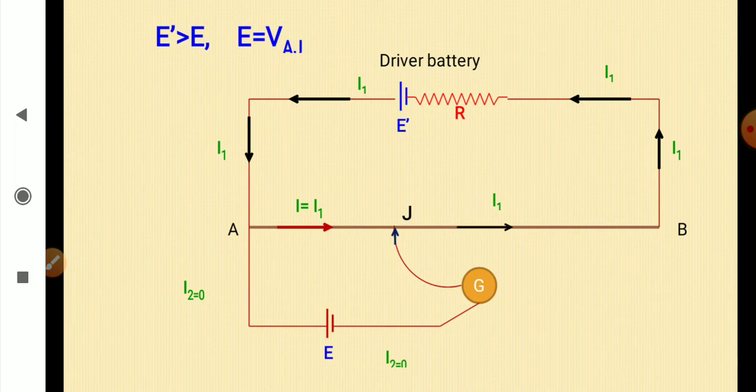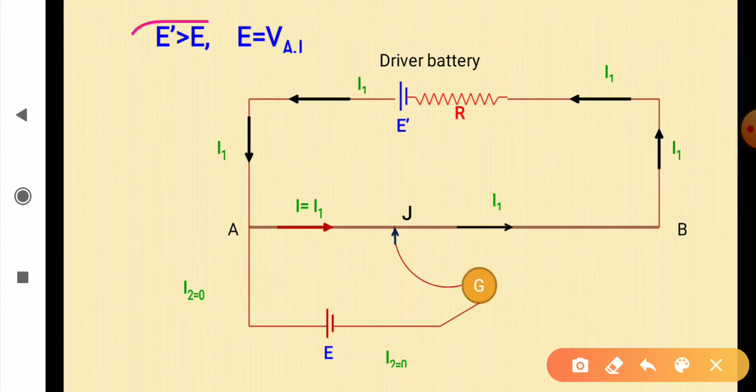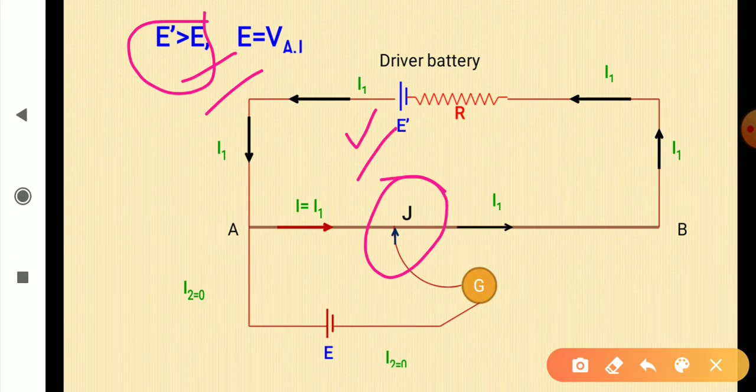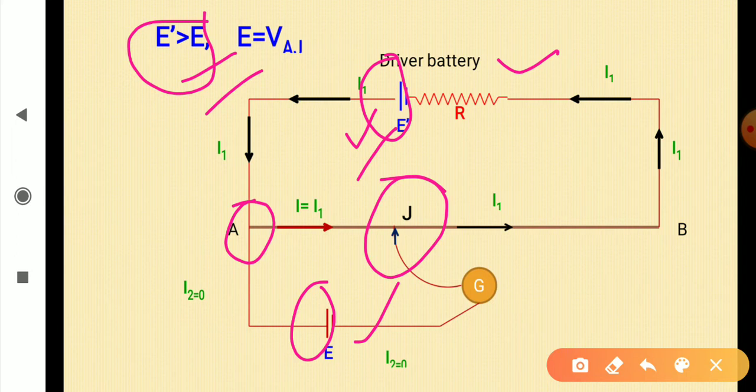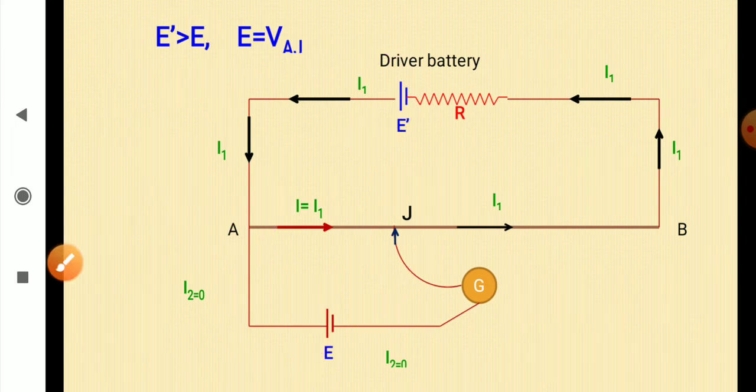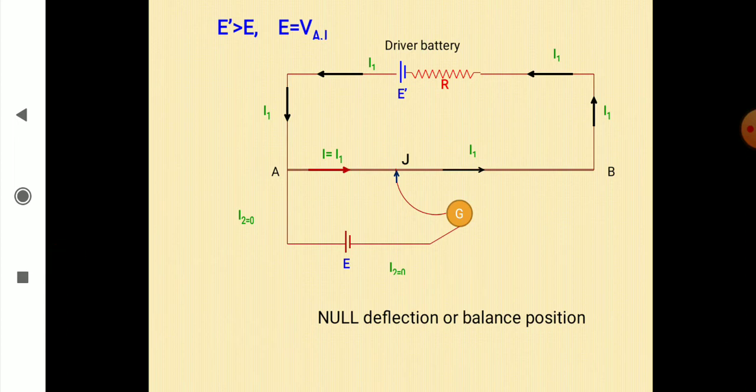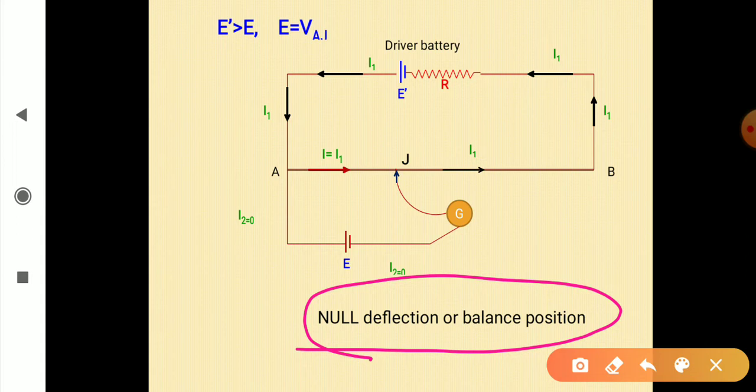See, this situation is called null deflection situation. See, this is necessary condition. E dash should always be greater than E. If it is not so, we will never obtain this null deflection position. So EMF of driver battery must be greater than EMF of the cell. Another necessary condition is the positive terminal of the battery and positive terminal of the cell must be connected to the same terminal of the potentiometer wire. If we do not do so, we will not obtain opposing currents, and then null deflection position will not be possible. Okay, so this is called null deflection position or balance position, right?